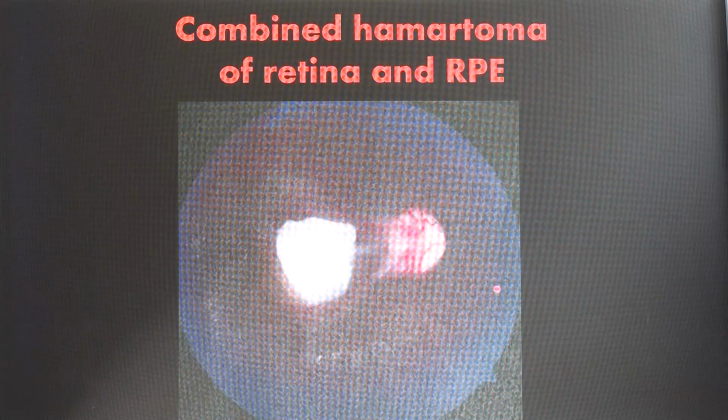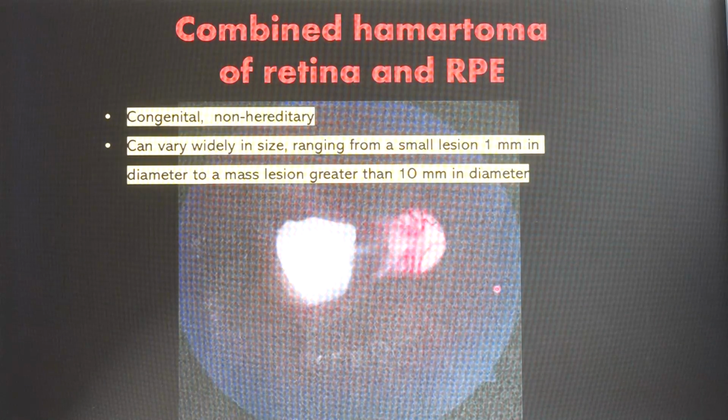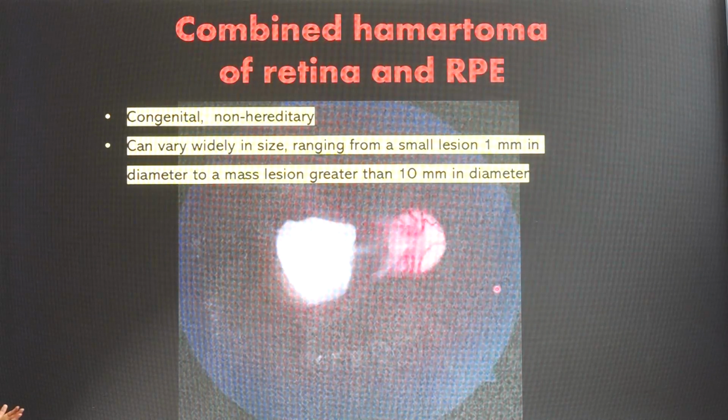Another interesting one is the combined hamartoma of retina and RPE. This is also a very important differential diagnosis of leukocoria when you are examining pediatric age group patients. So these tend to be congenital, non-hereditary. The diagnosing age might be around 10 to 14 years, depending upon where the lesion is situated and how much visual disturbance it has caused to seek medical attention. They can vary widely in size, ranging from a small 1 millimeter diameter mass to a lesion greater than 10 millimeters.